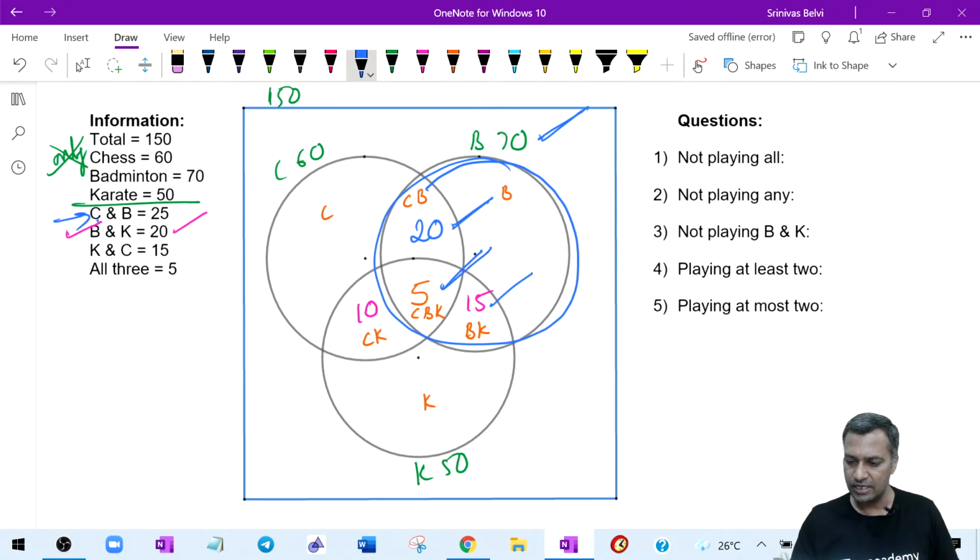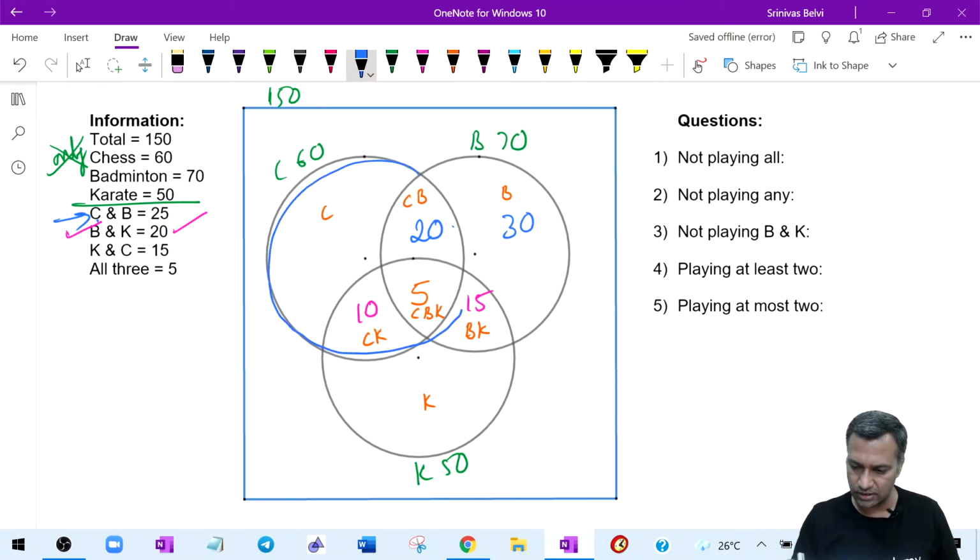70, out of which 20, 25 plus 15, 40 is there. Which means how much deficit? The deficit is 30. All right. Similarly, go to the next circle. There is a 60 there, 20, 25, 35. Therefore, how much more? 25.